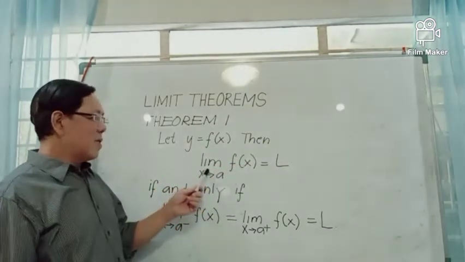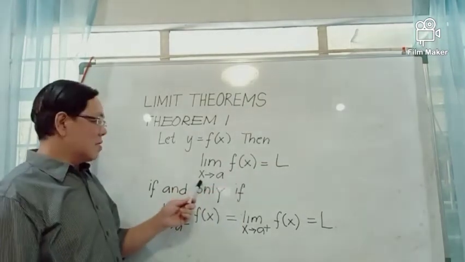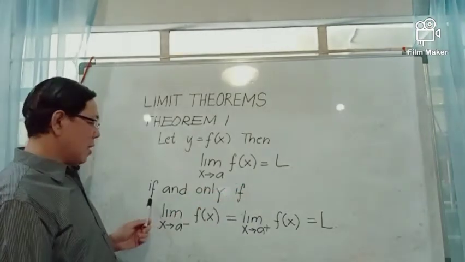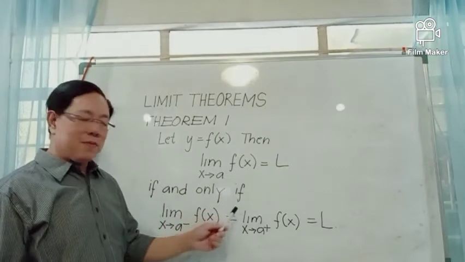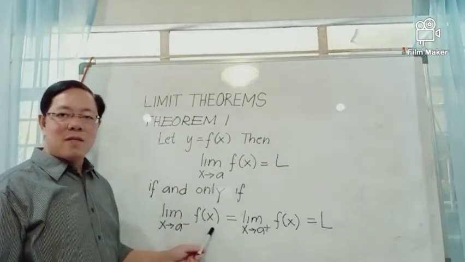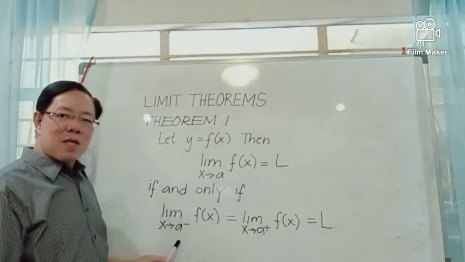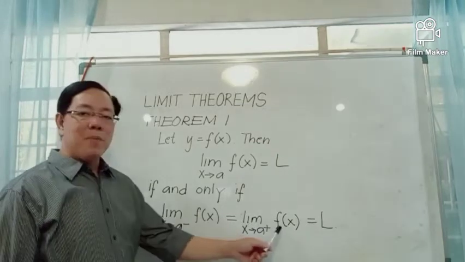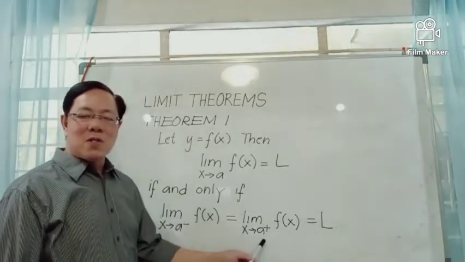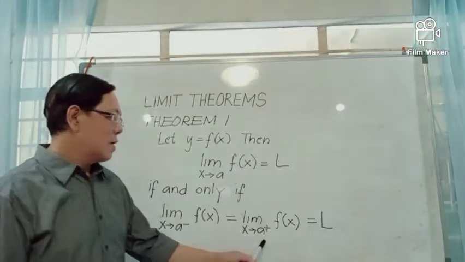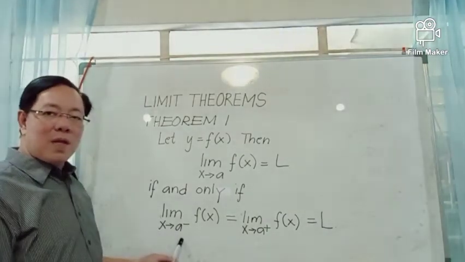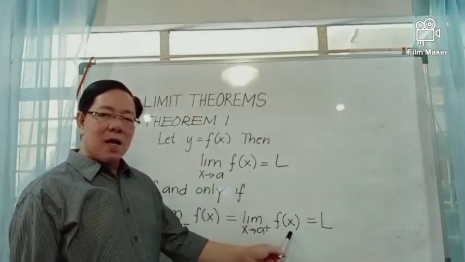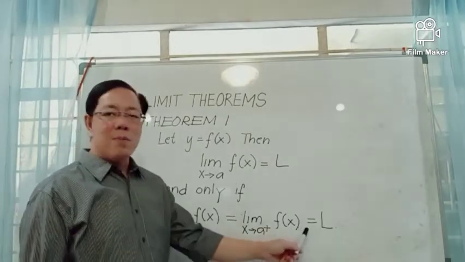Then, the limit of f of x as x approaches a equals L if and only if the limit of f of x as x approaches a from the left equals the limit of f of x as x approaches a from the right. And this limit from the left of f of x and this limit of f of x from the right are both equal to L.